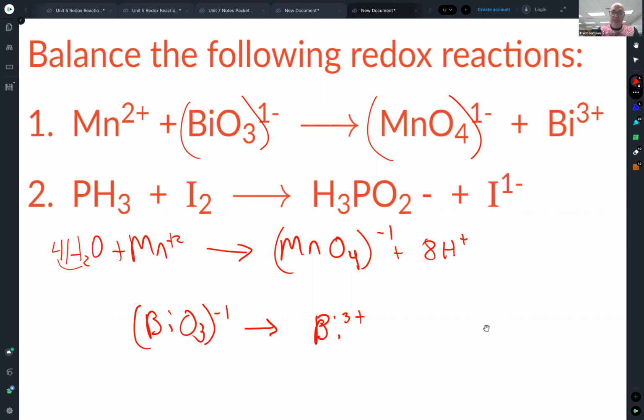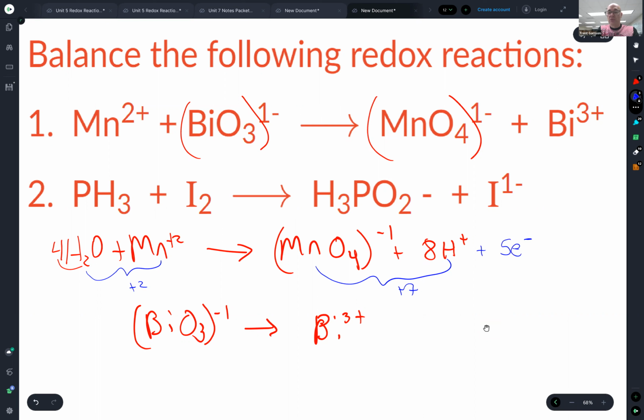Now it is time to balance the charges. On the left, I have a sum of +2. On the right, I have a sum of +7. So to fix this, what we are going to have to do is we need to add some electrons. If we added them to the left, it would become more negative. If we add it to the right, it would become less positive. So we're going to add 5 electrons to the right side. So now my total sum is a +2, which is the same on both sides. So this half reaction is now balanced.